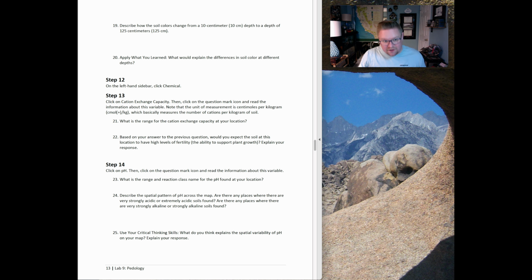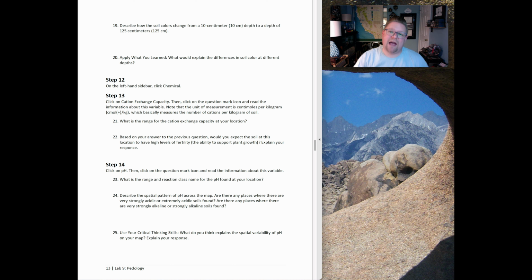Now that you've looked at color, you're going to move on to step 12. We're going to look at the chemical properties, and that's going to wrap you up through questions 21 through 24. So what you're doing here is you're using the data found at UC Davis, and you're looking at a specific location. You're going to describe that location, and you're going to start looking at both the physical and the chemical properties of that sampling that you have selected.